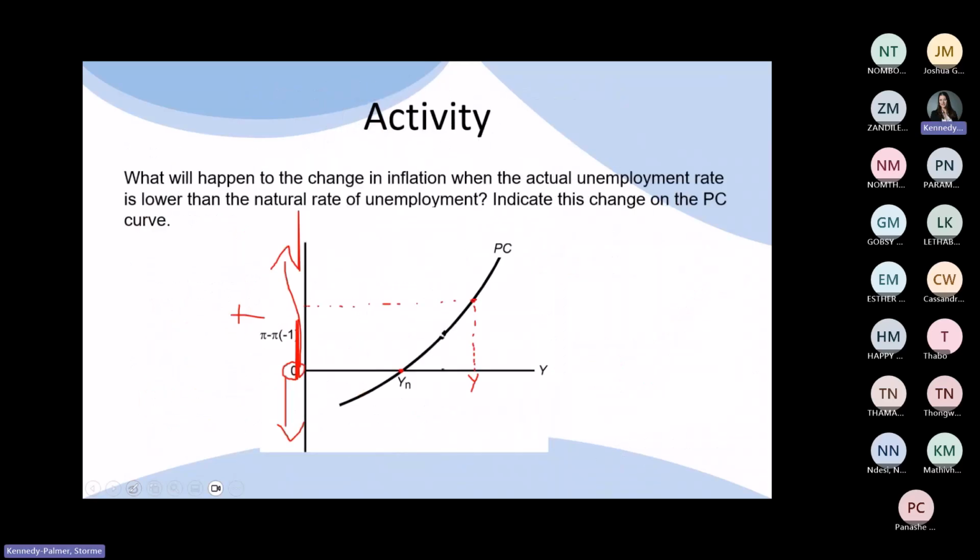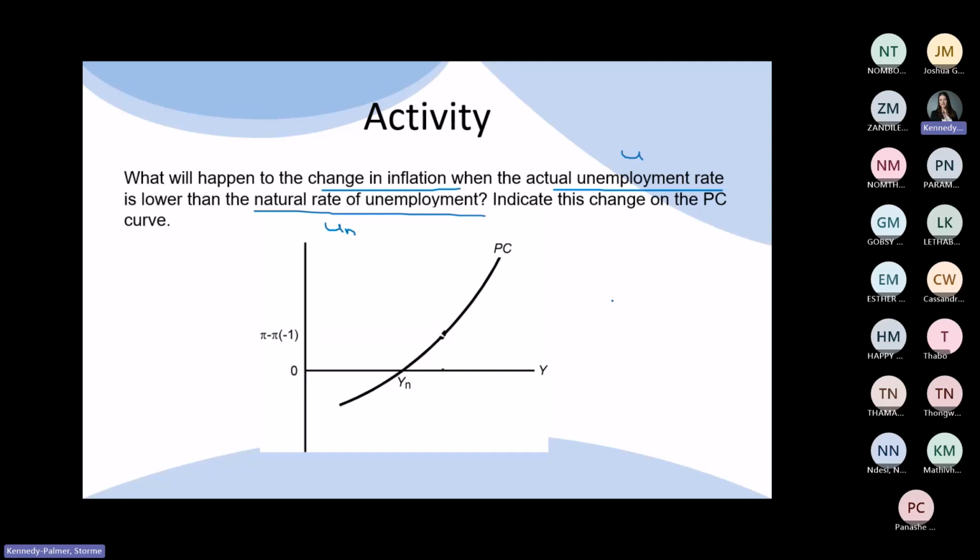Okay, I've got Cassandra in the chat saying, please go over the last activity again. So that would be this one. Let me just erase all of that ink. So the activity is what will happen to the change in inflation when the actual unemployment rate, which we indicate as U, is lower than the natural level of unemployment, UN.